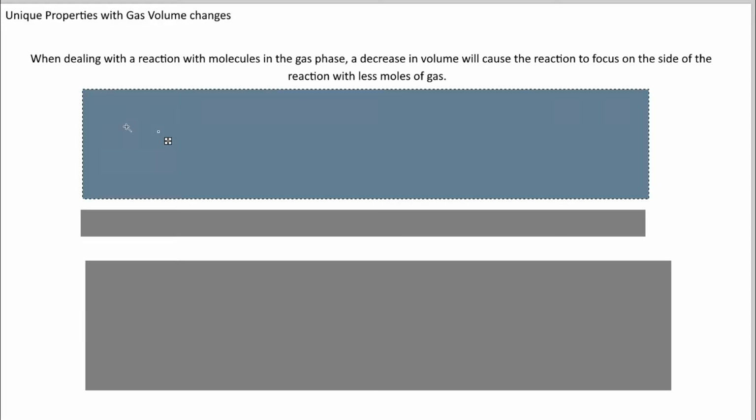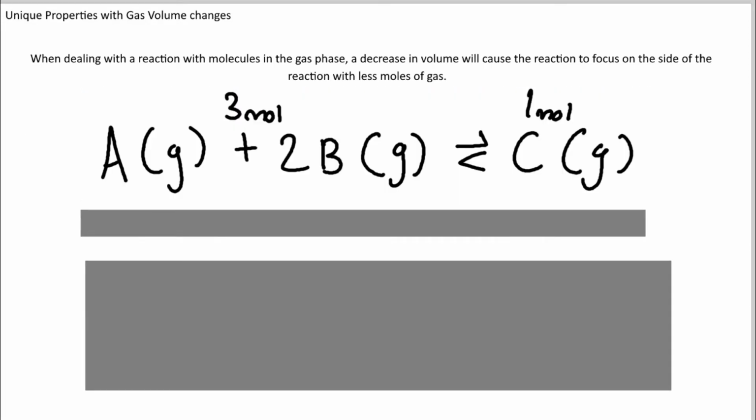Now, that sounds weird and confusing, but just think about it. So if we have an equation, A plus 2B goes to C, and it's all in the gas phase, and we decrease the volume overall, we're going to look at how many moles are on each side of the reaction, the reactant side and the product side, because by that law, a decrease in volume, which we have, will cause the reaction to focus on the side with the lower amount of moles of gas. So we see that the reactant side has a total of 3 moles of gas, 1 from A and 2 from B, and our product side has only 1 mole of gas from C. Therefore, this reaction is going to shift to the right if the volume is decreased, because the product side has the lower amount of moles of gas.